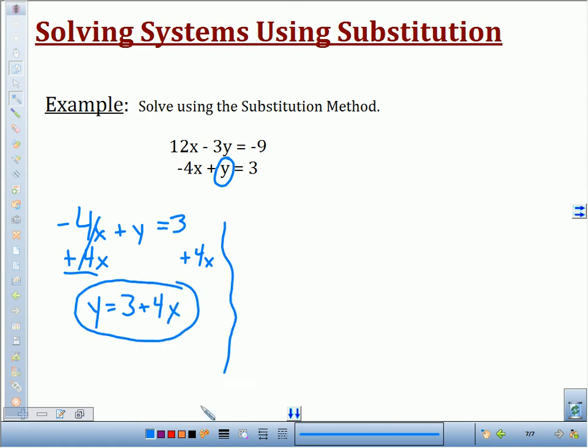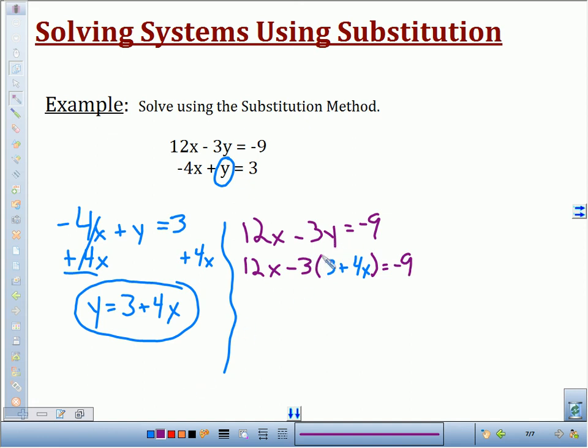So in my second step, wherever I see y, I'll plug in 3 plus 4x. I have to use the other equation. I cannot use the same equation twice in a row. That would just have me going in circles. So I use my other equation, 12x minus 3y equals negative 9. I'm going to replace y with 3 plus 4x. And that equals negative 9.